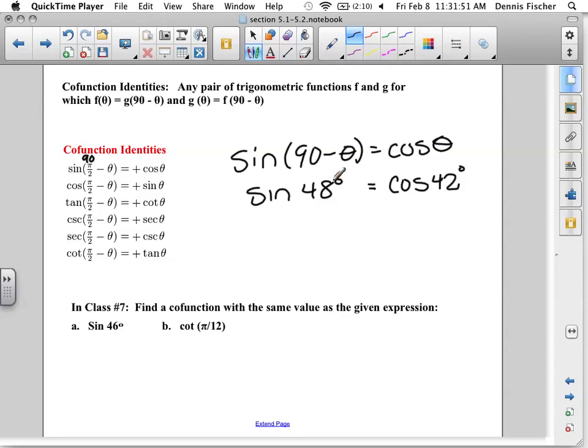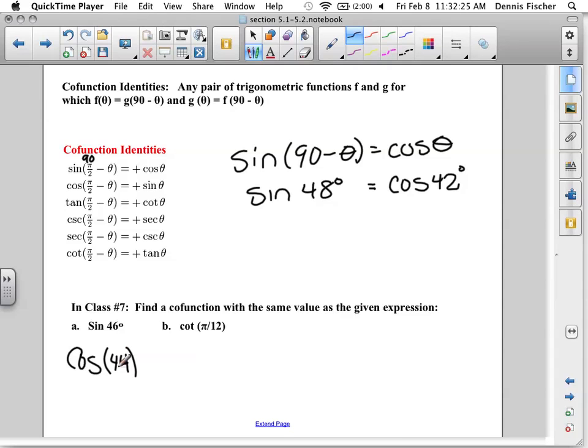That's how cofunctions work. Why we use cofunctions is because sometimes the angle that we're given is too hard to work with, so we'd rather work with cofunctions. So it's like find the cofunction of the same value of the given expression. For example, sine of 46 would be the same as cosine of, what adds up to 90? What is 90 minus 46? 44. 44. So that's my cofunction.